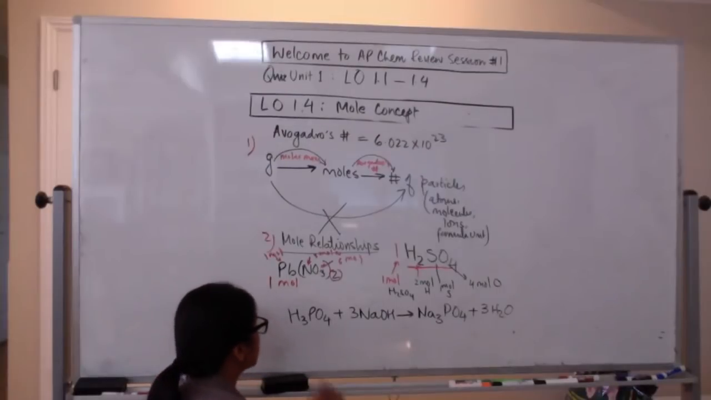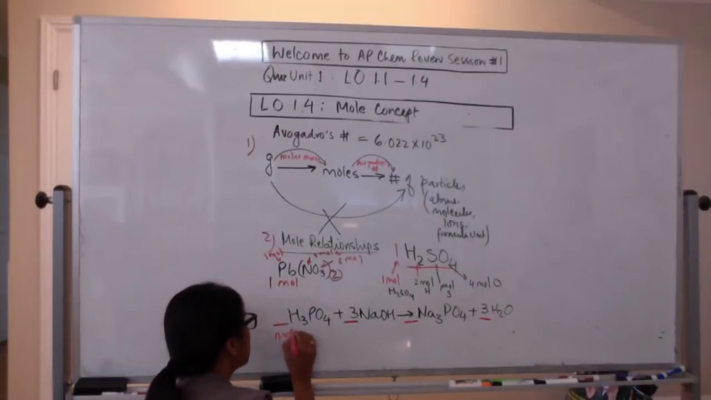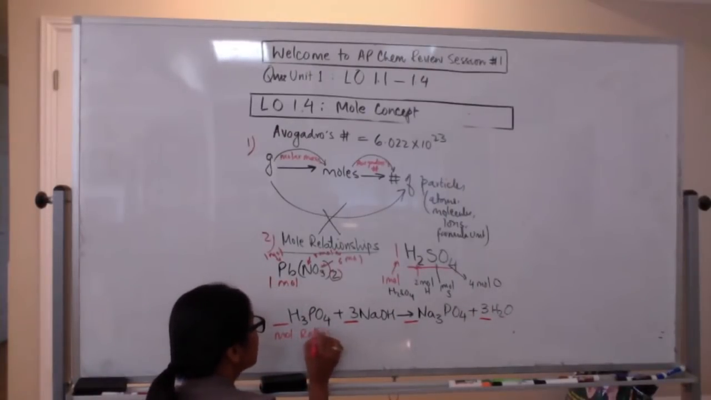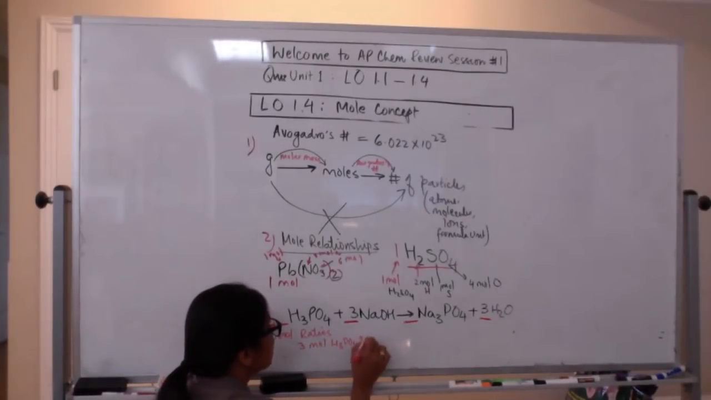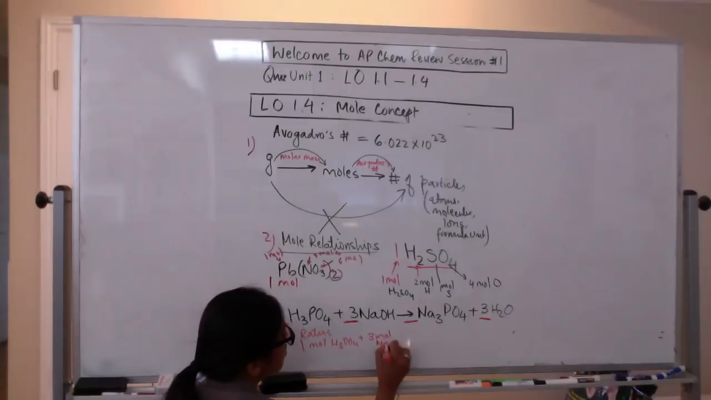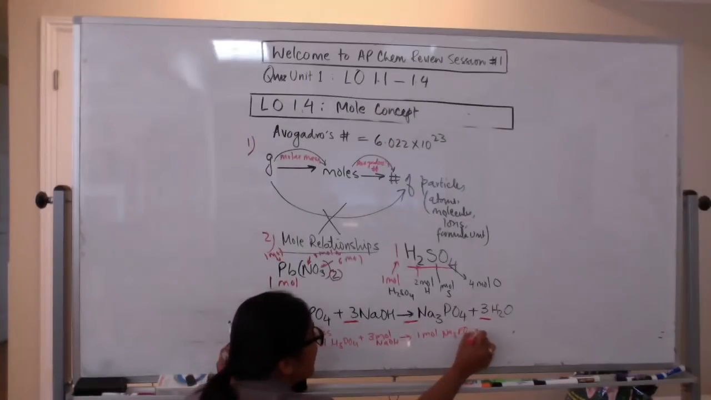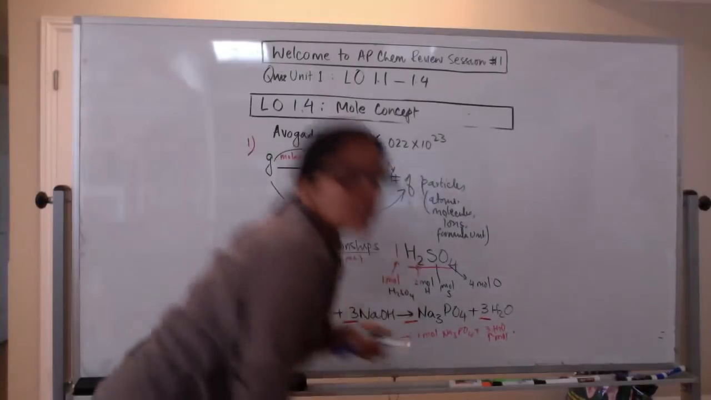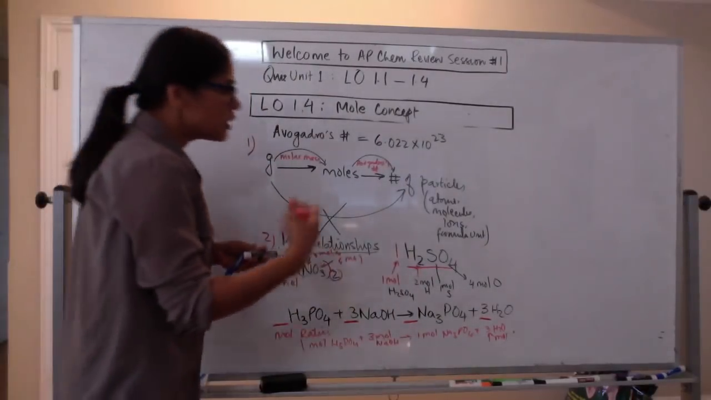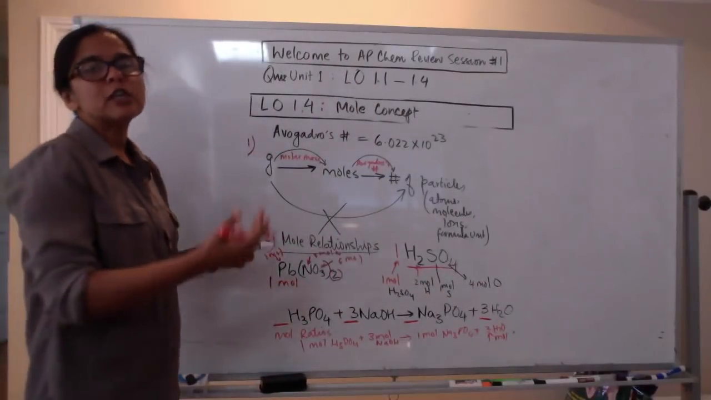So in a balanced equation, these coefficients that are in front also tell you the mole ratios. Meaning it tells you that 1 mole of H3PO4 will react with 3 moles of NaOH to make 1 mole of Na3PO4 and 3 moles of water. These are important to understand because using this, if you know the moles of any of the products or reactants, you can figure out the moles of another using mole ratios.